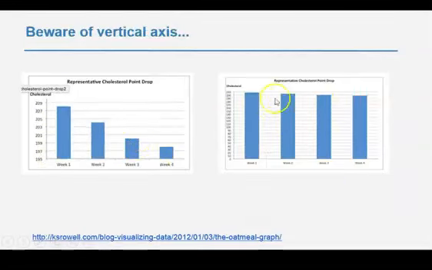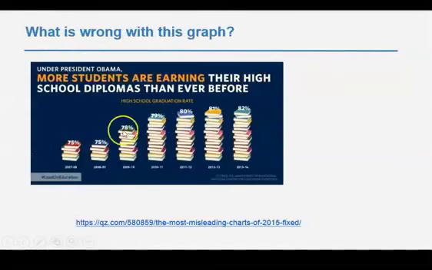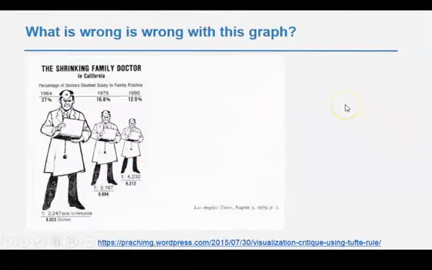Here's what the graph would actually look like if you started at 0. Now, did the cholesterol drop? Yes, but not as extremely as the company made it look. So they were actually sued for false advertising with their exaggerated health claims about oatmeal. Here's another graph that's very similar. 82% on this stack, 75% on this stack. 82% isn't 3 or 4 times the size of 75%, so this is a misleading graph as well.